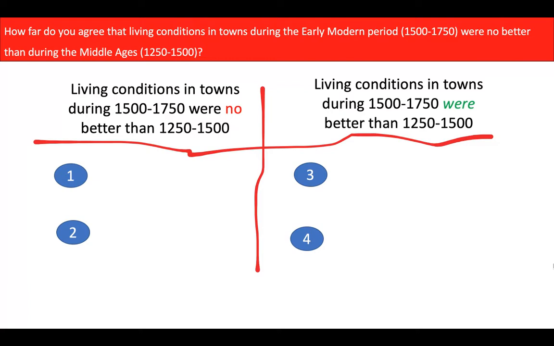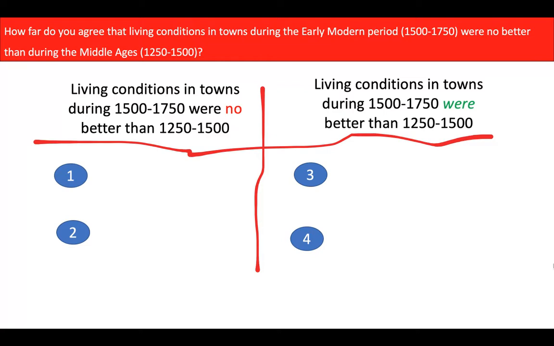So at this stage, can you pause the video and can you just think of a couple of points for either side? What can you remember about living conditions in towns? What can you remember that would back up an argument to say things didn't improve? So that's the left-hand side. And what can you think of to back up the argument on the right-hand side, that actually things did improve? Things were better in 1500 to 1750 compared to 1250 to 1500. Pause the video. You can just think about these in your head. If you want to, you can write them down. And when you're ready, you can continue the video.